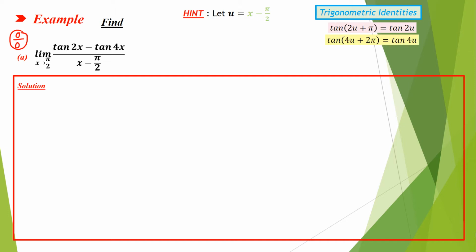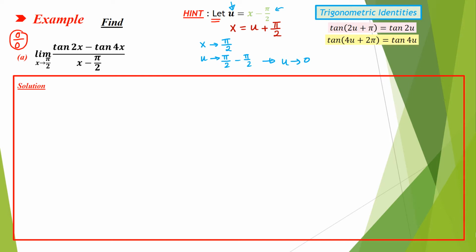Here we have a hint for solving. Let u equals x minus pi over 2. By this hint you can see that x equals u plus pi over 2. And again, x goes to pi over 2 in our question. Since you have to write the limit in terms of u, you have to know what u goes to. u goes to x minus pi over 2, but x goes to pi over 2, so u goes to pi over 2 minus pi over 2, which means that u goes to 0.